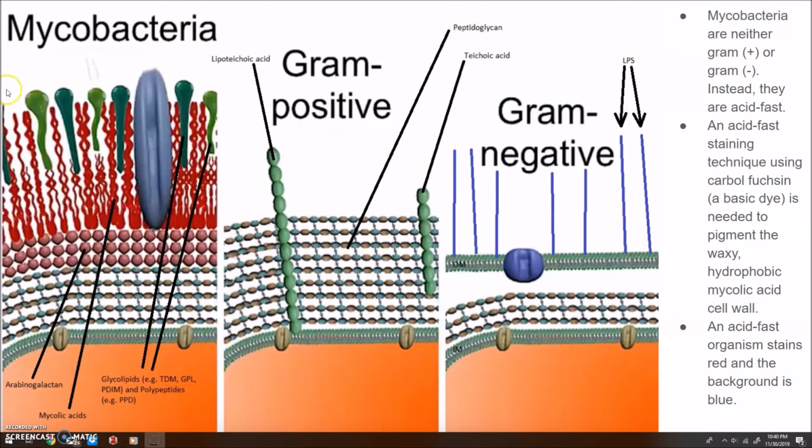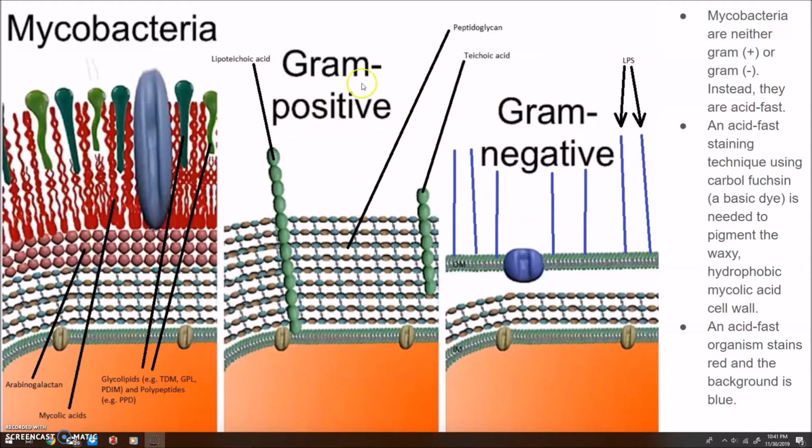To explain some features of the different types of bacterial cell walls, we have the gram-positive bacterial cell, which has the thick peptidoglycan layer. It also has lipoteichoic acid, which goes all the way through, and then teichoic acid, which goes partially through. We also have the gram-negative cell, which is a double membrane bacterial cell. It also has a thin layer of peptidoglycan here, and also has LPS in the outer membrane, sticking out from the outer membrane.